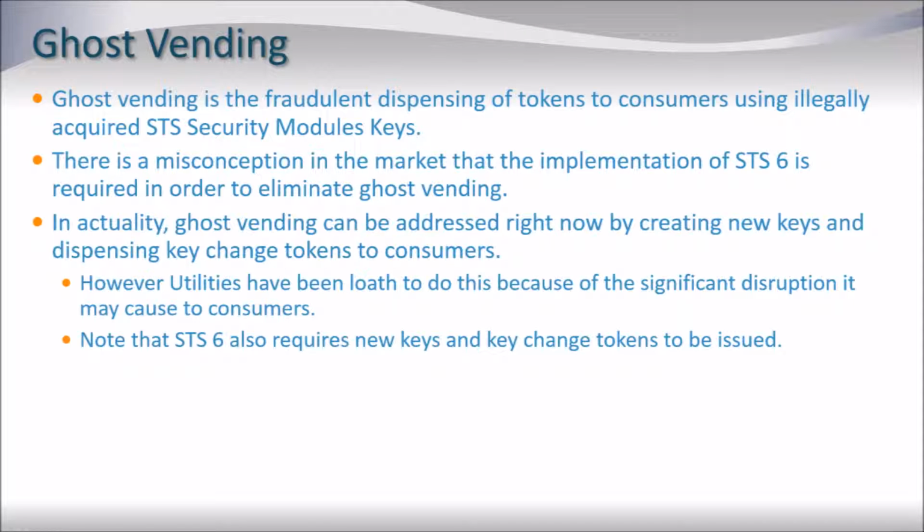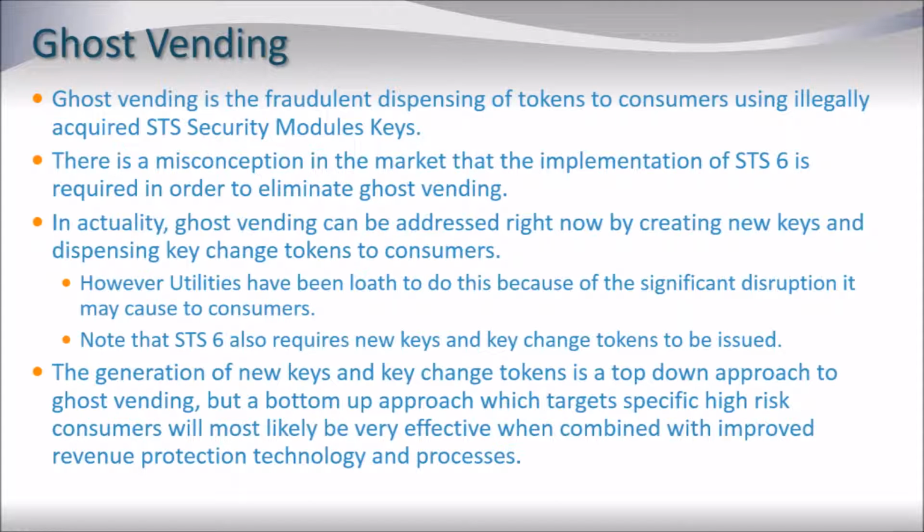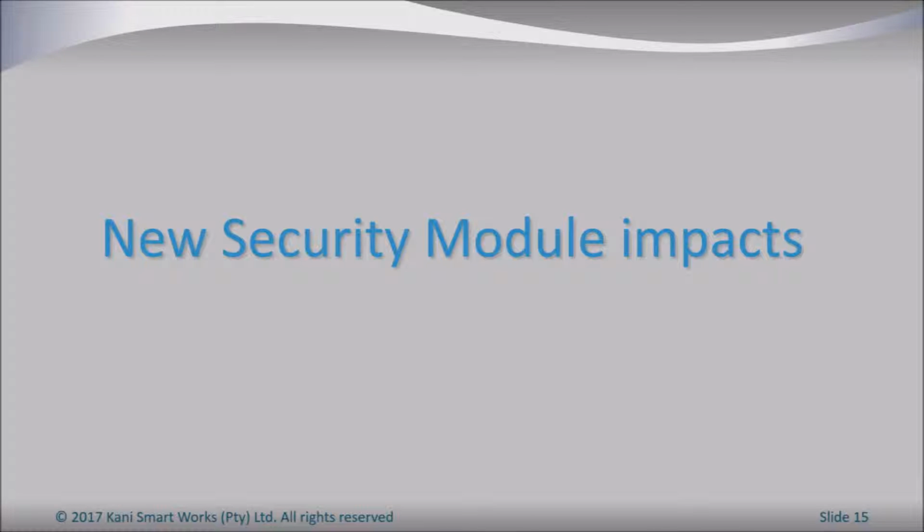Note that STS 6 also requires new keys and key change tokens to be issued. The generation of new keys and key change tokens is a top-down approach to ghost vending. We would recommend, though, that a bottom-up approach which targets specific high-risk consumers will be very effective, particularly when combined with improved revenue protection technology and processes.